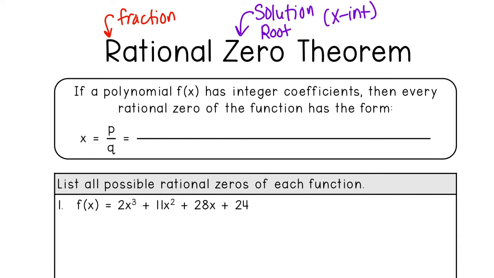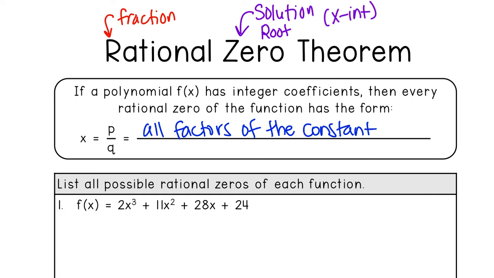So the rational zero theorem means that if a polynomial has integer coefficients, so integer means whole numbers, then every rational zero of the function has the form: the zeros are always going to be x equals p over q. But this stands for something. P stands for all the factors of the constant.